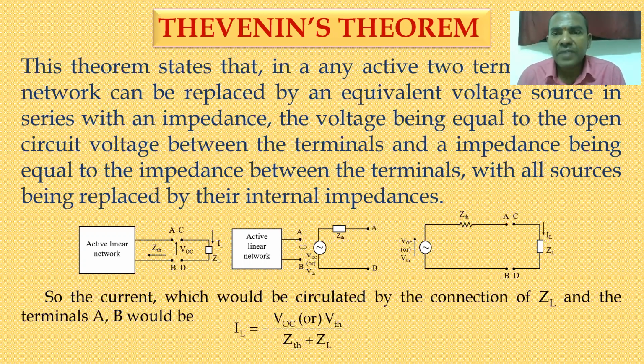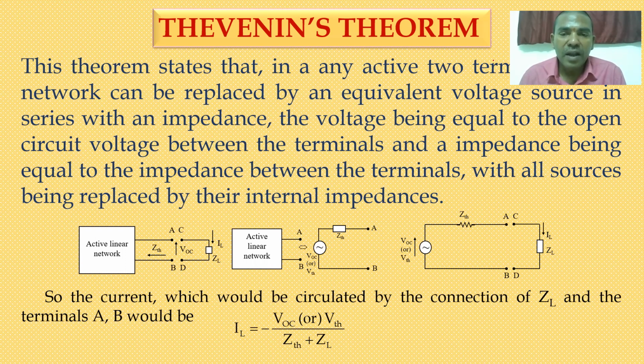The statement of Thevenin's theorem is: any two-terminal network can be replaced by a single voltage source in series with a single impedance. The single voltage source is found by considering the terminal at the load as open circuited and measuring the voltage between the points. That is also called the open circuit voltage or Thevenin's voltage.